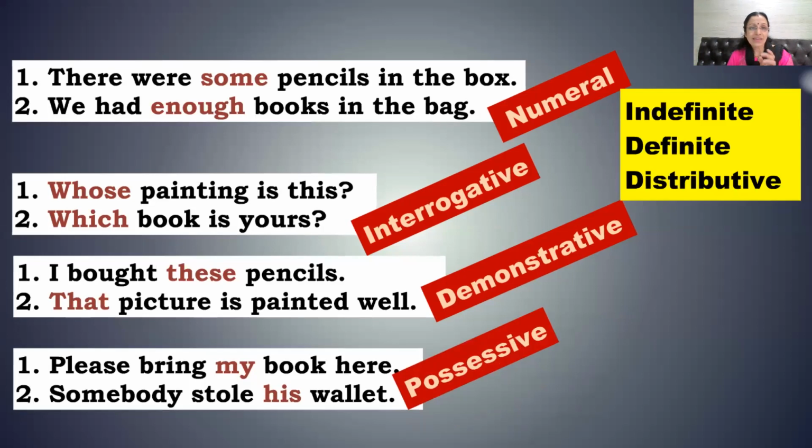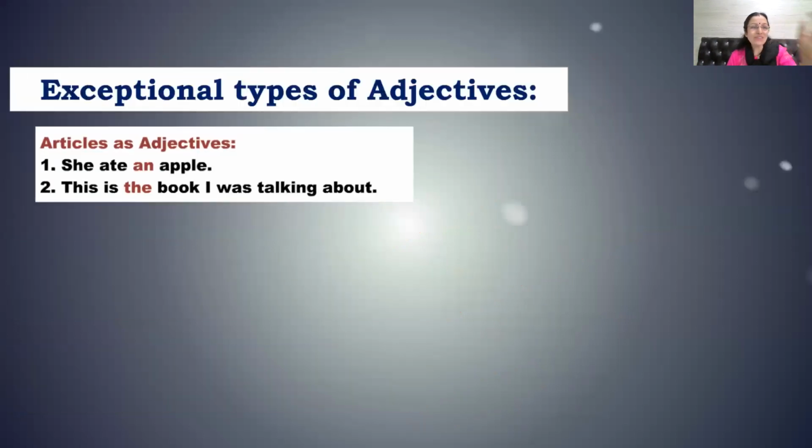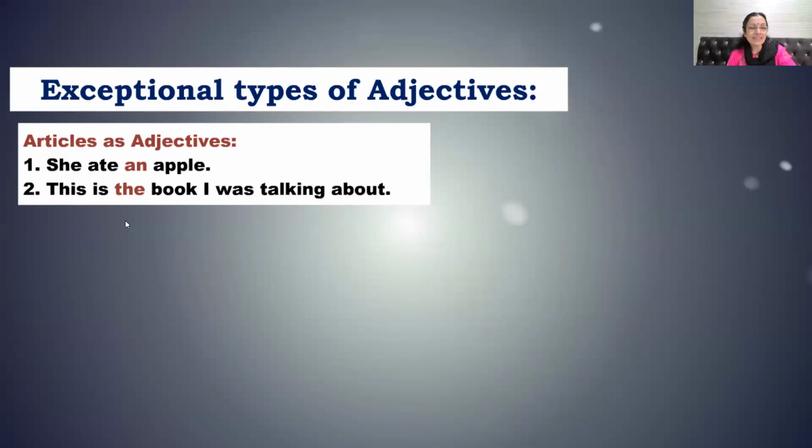Okay. Exceptional types, quickly I have to do. She ate an apple. Can you see here? This is an article that is used as an adjective. When you say an, it means one. So it is an adjective as well as an article. This is the book means a specific book, the. So this is also an article, but it is used as an adjective. If they ask you what part of speech, they may give you an option of adjective and not article, so you must immediately put adjective.